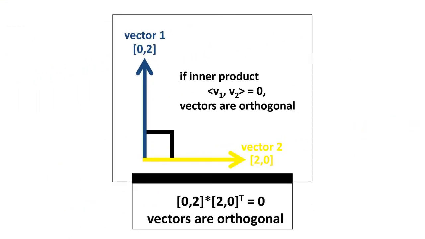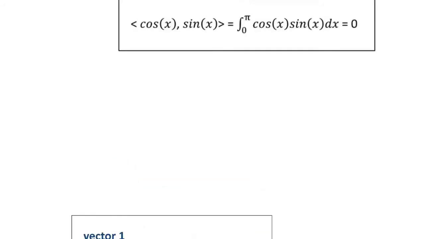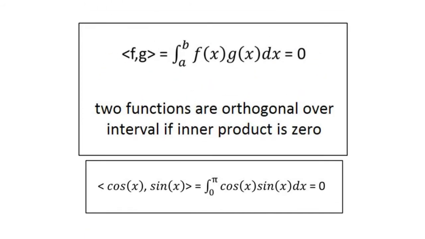Let's look at the mathematical definition of the term orthogonal. Two vectors are called orthogonal if their inner product is zero. We also have a definition of orthogonality for functions. Two non-zero functions f and g are considered orthogonal over an interval if the integral of f times g evaluated over that interval is zero.